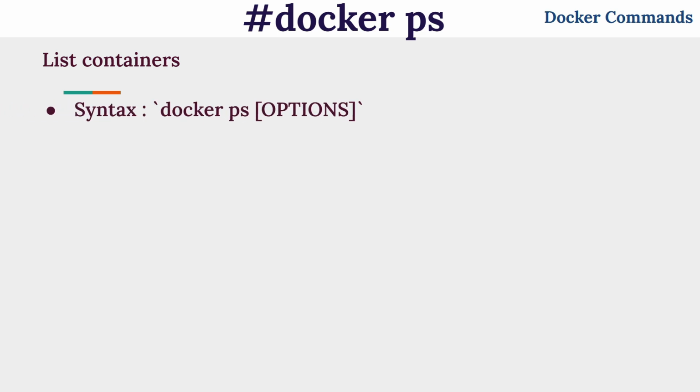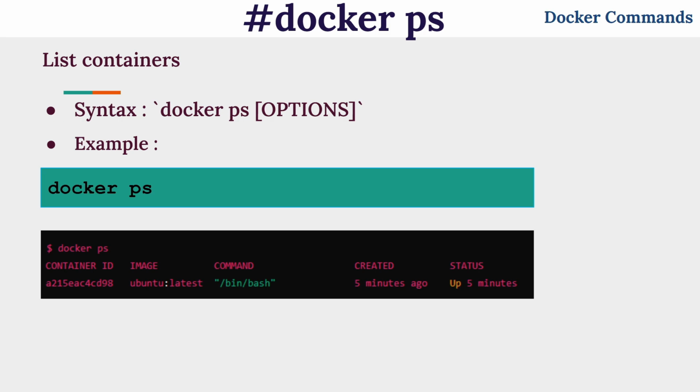Options: additional options to filter the list of containers. The docker ps command is essential for monitoring and managing Docker containers. By leveraging its options and filters, you can efficiently view container statuses, IDs, and other relevant information. This command is particularly useful when managing multiple containers across different Docker environments. Let's see the next command.